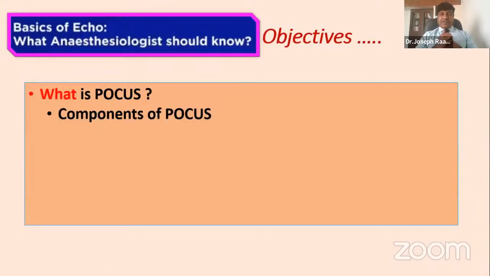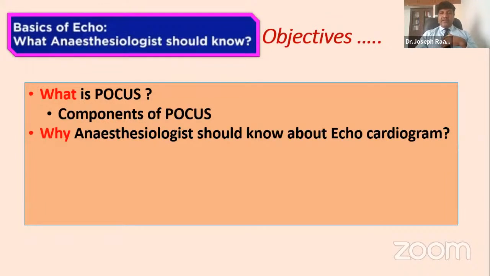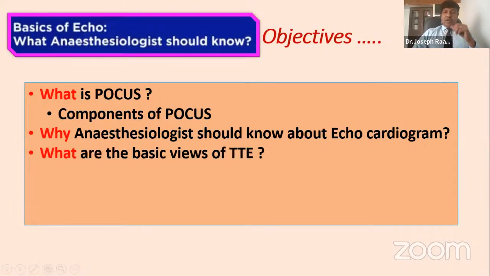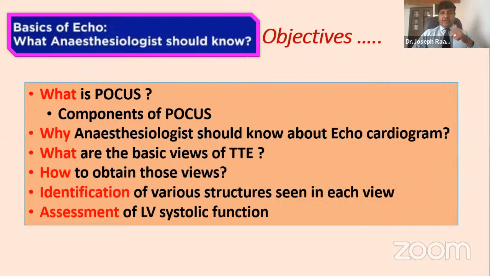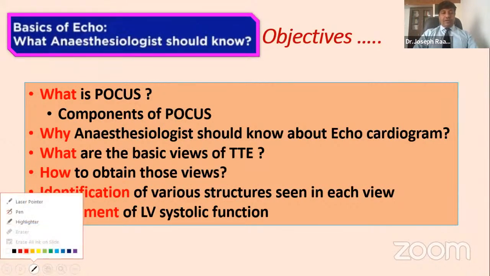Today's objectives are the focus, point of care ultrasound. What is the meaning of focus, what are the different components of focus, and why anesthesiologists should know about transthoracic echocardiogram. Then, what are the basic views, how to get those views, and once you get those views, exactly what structures you have to recognize in them. Finally, to conclude, how to assess the LV systolic function, because that is the very basic thing you need to know when you are doing echocardiogram.